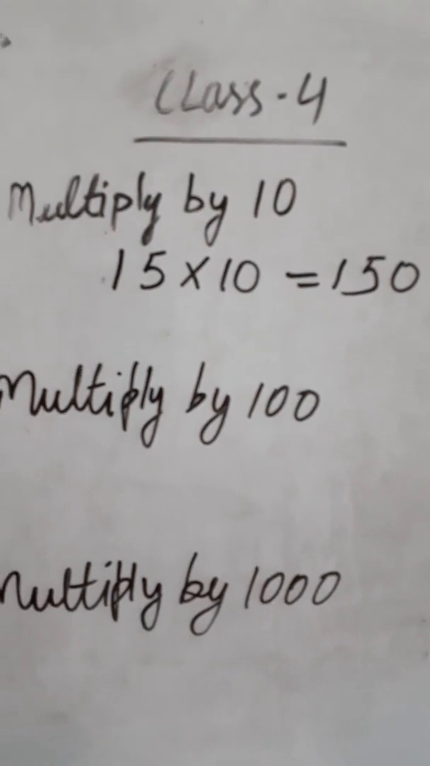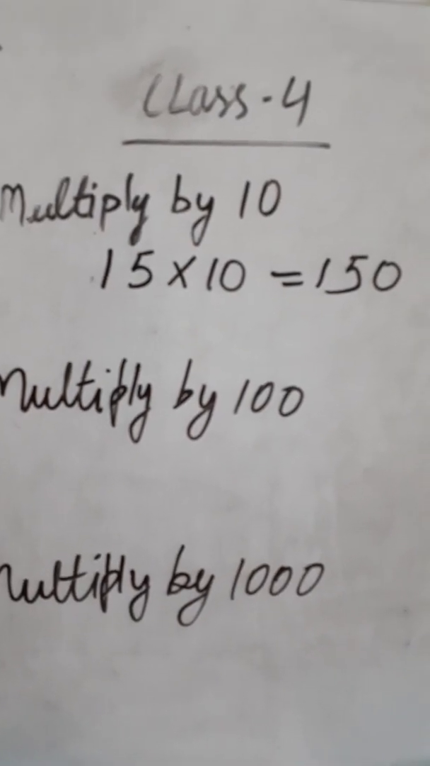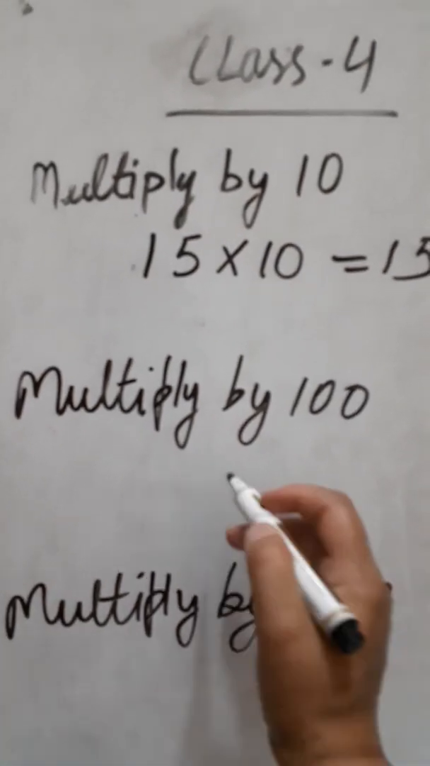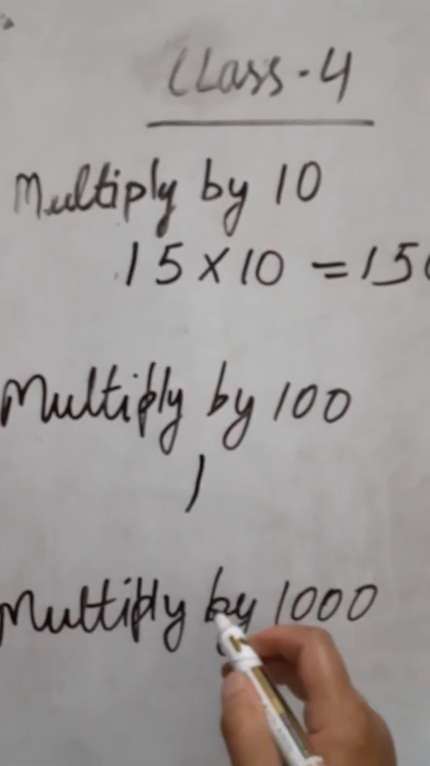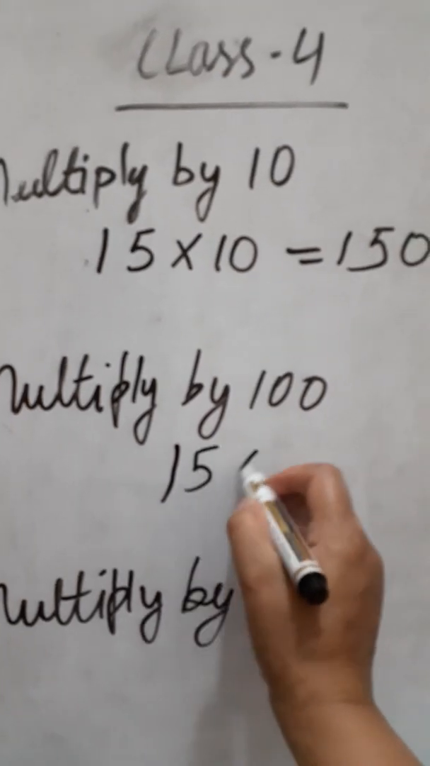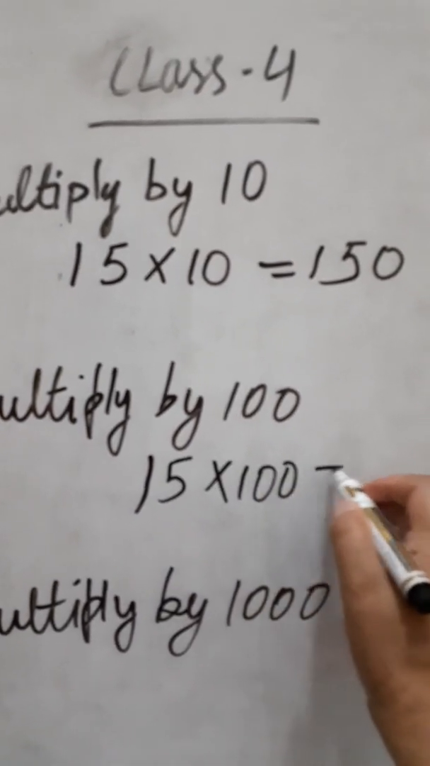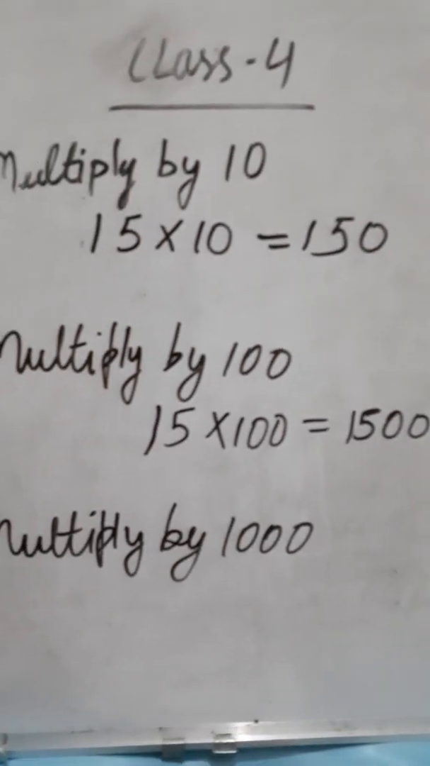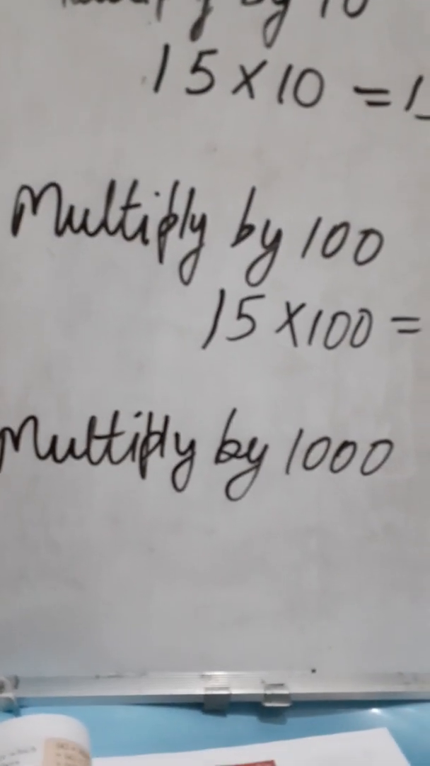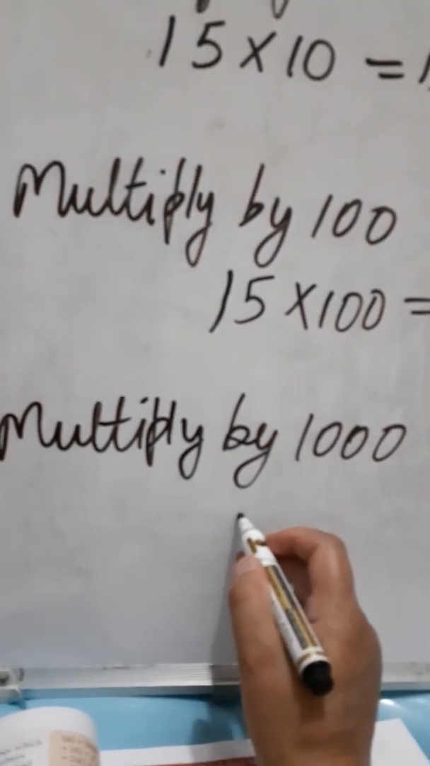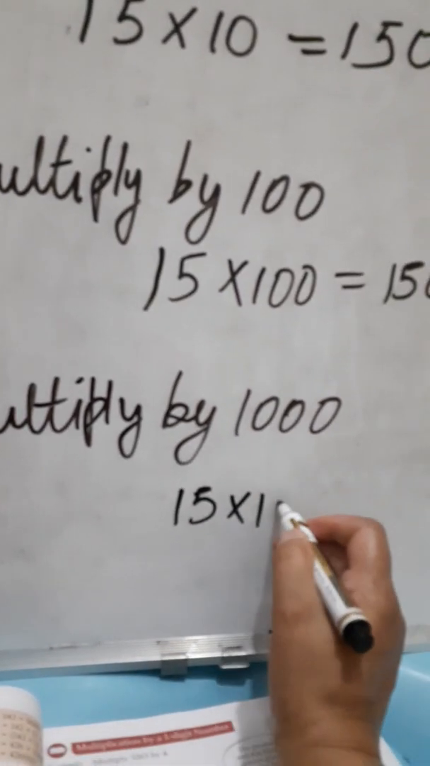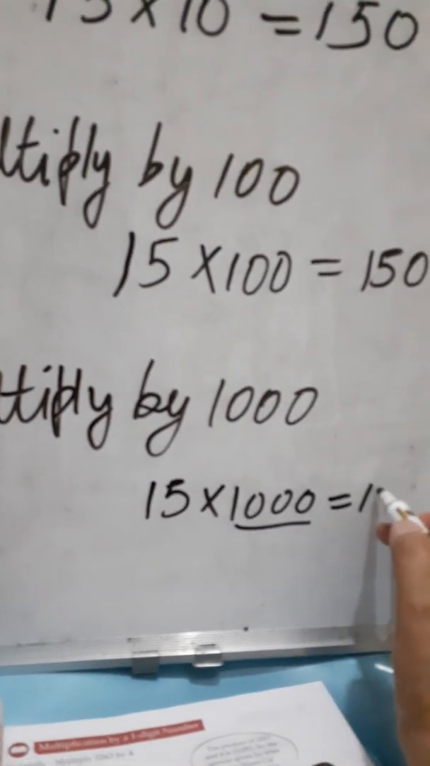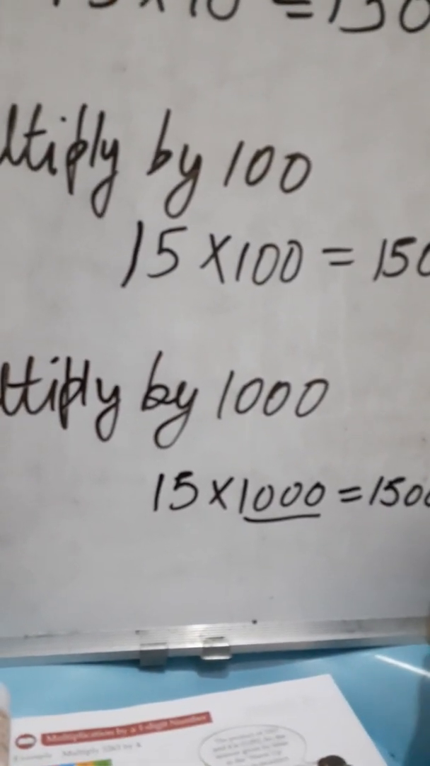There is no need to multiply these numbers by 10, 100 and 1000. Let's suppose I take the same example, 15 into 100. What I simply do is put 2 zeros just after the number. In the same way, if we multiply by 1000, 15 into 1000, how many zeros will we put? 3. So 15,000. Is that clear to everyone?